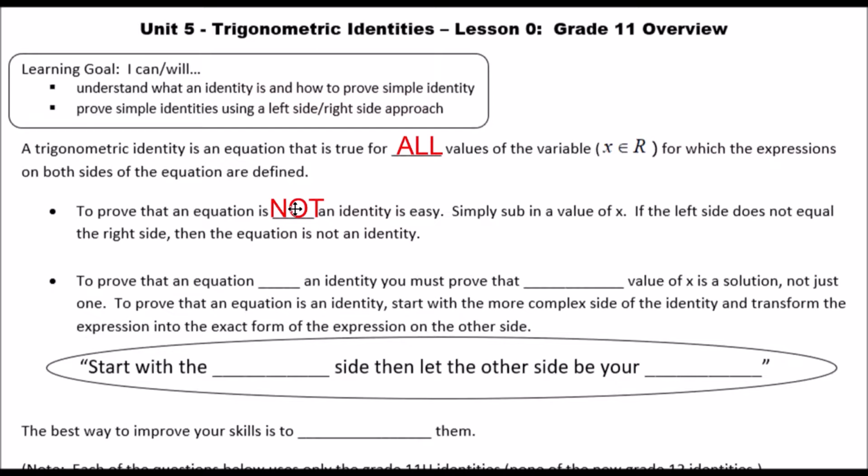To prove that an equation is an identity, you must prove that any value of x is a solution, not just one. To prove that an equation is an identity, start with the more complex side of the identity and transform the expression into the exact form the expression on the other side is. This is what I would always do. I start with the tough side and let the other side be your guide. The best way to improve your skills is to practice them. Pretty straightforward.